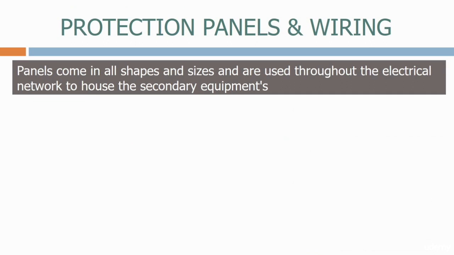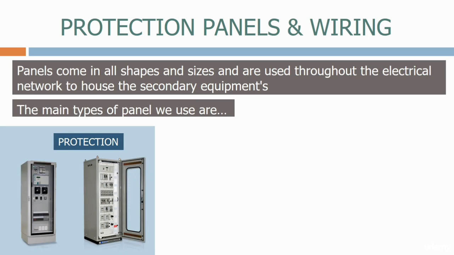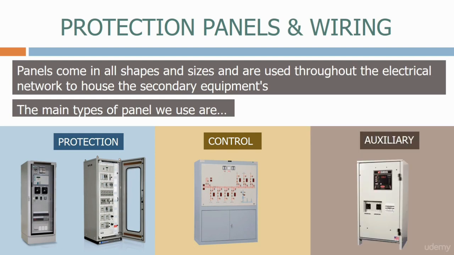Panels come in all shapes and sizes and are used throughout the electrical network to house the secondary equipment. The main types of panel we use are protection panels. These house all the main protection relays and systems that detect faults and keep the network operating safely. Control panels. These allow the operator to open and close all the primary plant and provide indications on how the system is performing. Auxiliary panels. These contain all the backup low voltage and DC systems that support the protection and control panels.